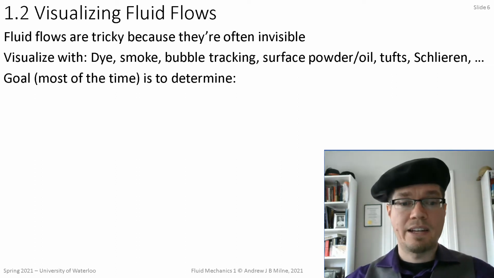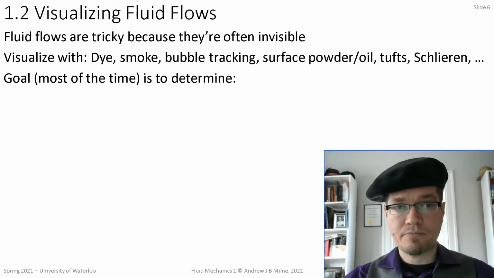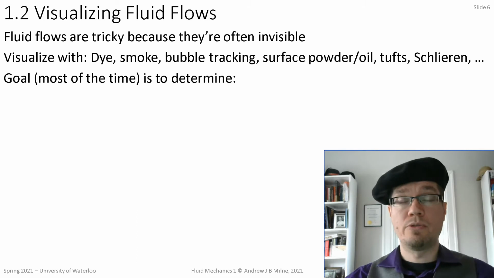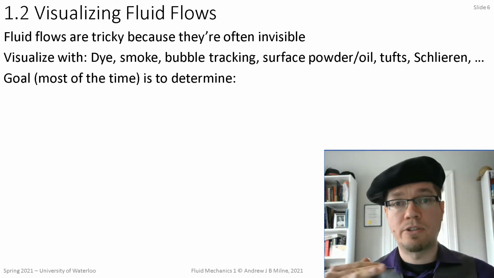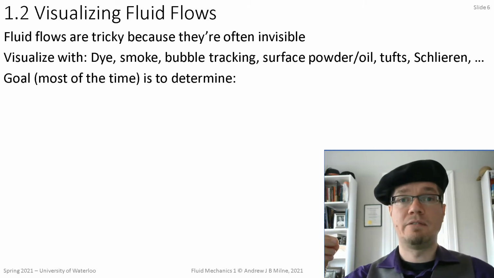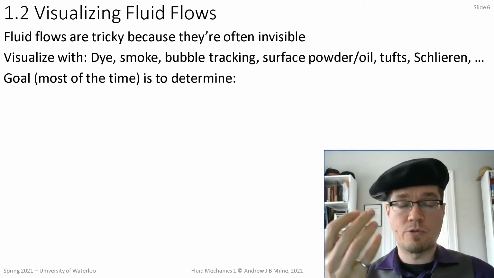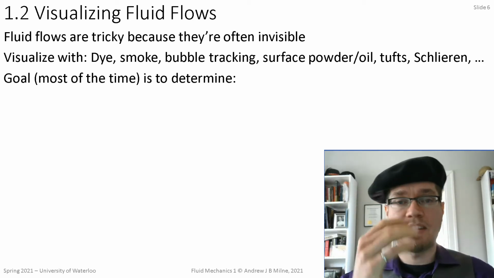floating, and scientists and engineers and inquisitive people have purposely visualized flow with any number of techniques, things like injecting dye or injecting smoke or using smoke that's already naturally there. You can also create bubbles in the flow or inject them. You can also put powders or oil on a surface and see how it flows over the surface. You can also stick little tufts of fur or hair or yarn on something and see how they flow.